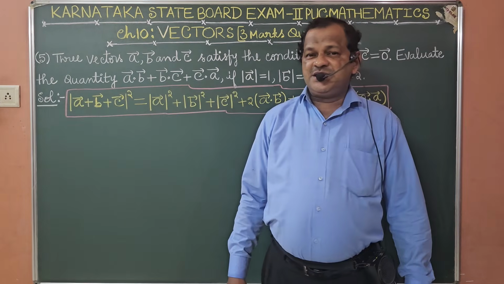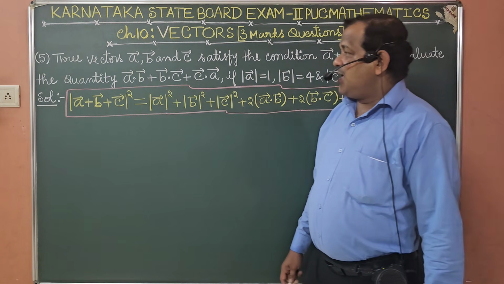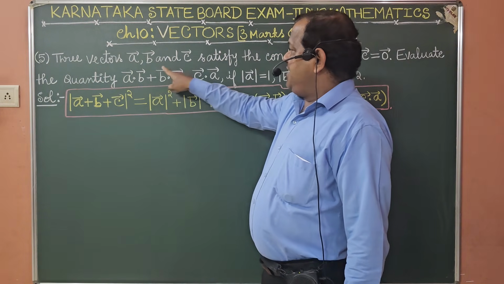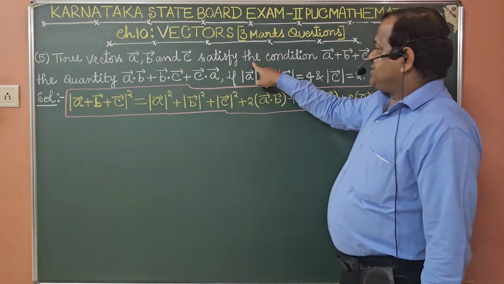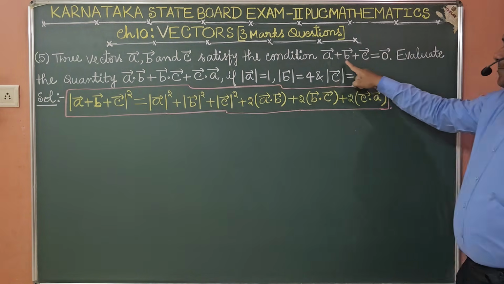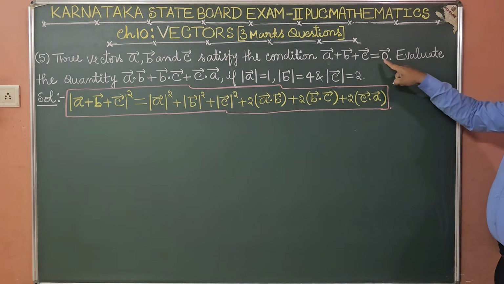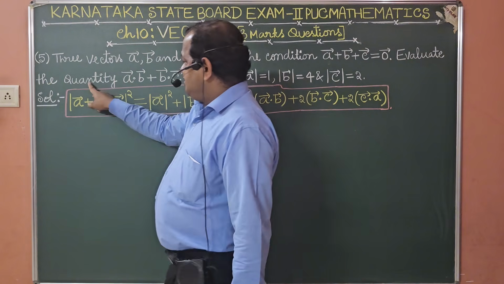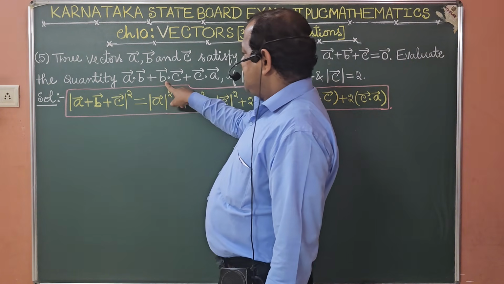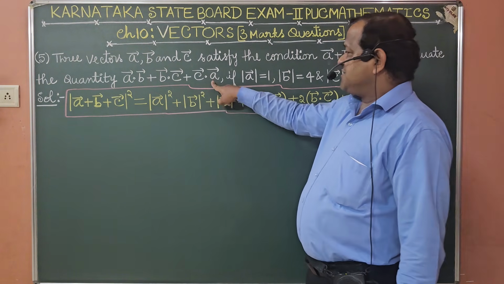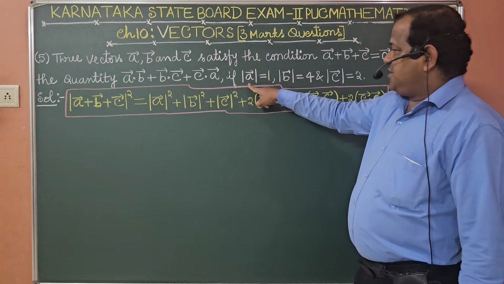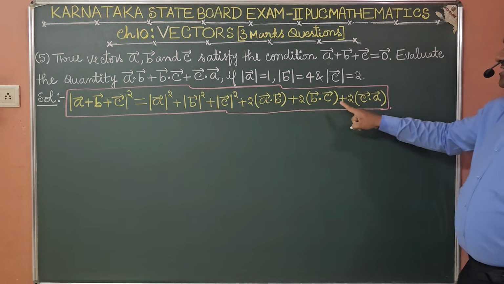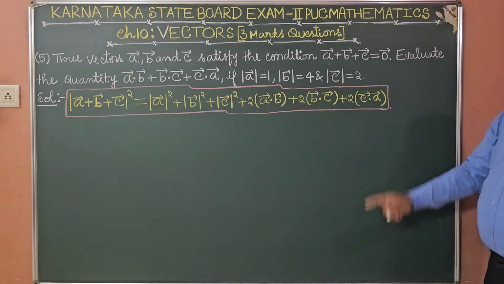Dear students, here is the fifth 3 marks question. 3 vectors, vector A, vector B and vector C, satisfy the condition vector A plus vector B plus vector C is equal to 0 vector. Evaluate the quantity A vector dot B vector plus B vector dot C vector plus C vector dot A vector, if magnitude of A vector is 1, magnitude of B vector is 4 and magnitude of C vector is 2.